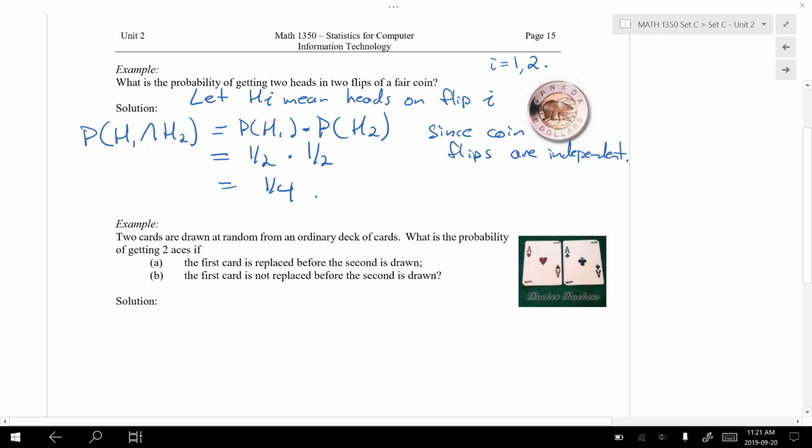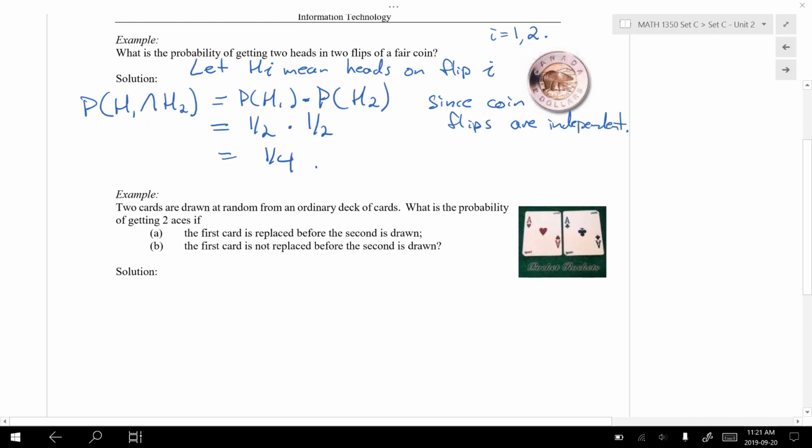We've seen things like this before. Now let's do a different one. Let's think about drawing two cards at random from the deck, and the probability of getting a pair of aces. Two aces, very desirable hand. Let A_i mean an ace on draw i, with i being either 1 or 2 for the two different draws.